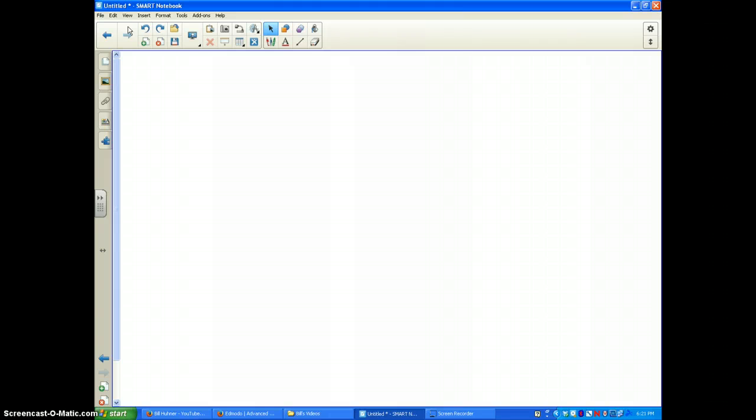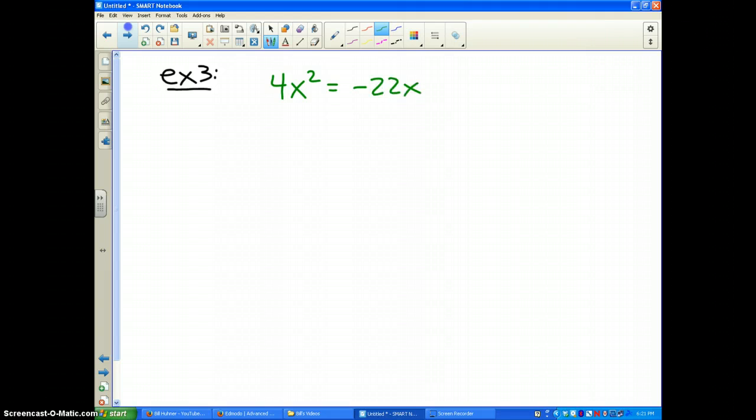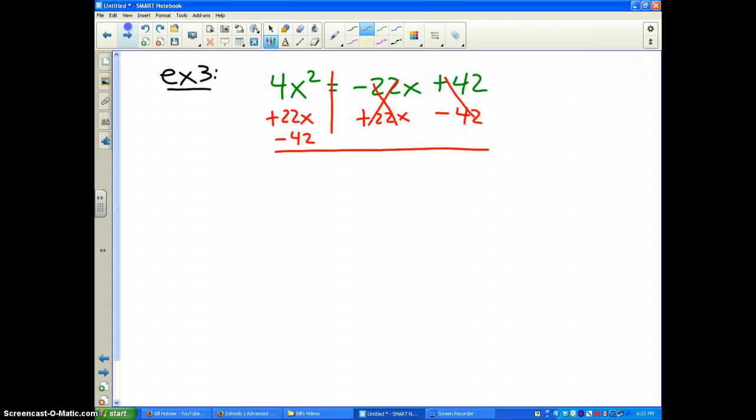Last problem. Example number 3. 4x squared equals negative 22x plus 42. Uh-oh. I've got a problem. It's not equal to 0. Therefore, I'm going to have to add 22x to both sides, and I'm going to have to minus 42 to both sides. These will cancel out, and now I'll have 0 over here. And then I'm going to write it in descending powers. 4x squared plus 22x minus 42.